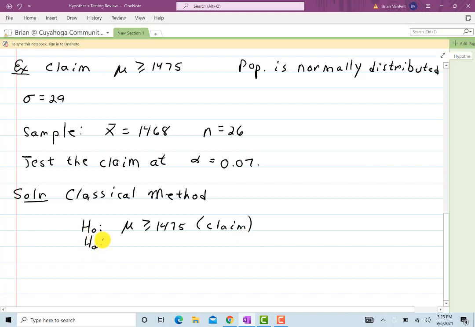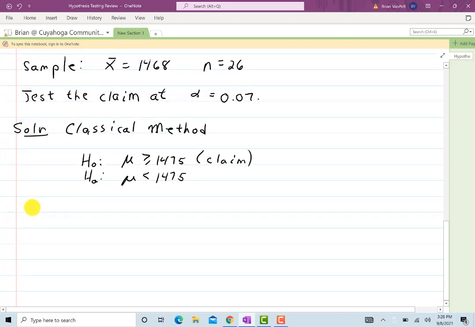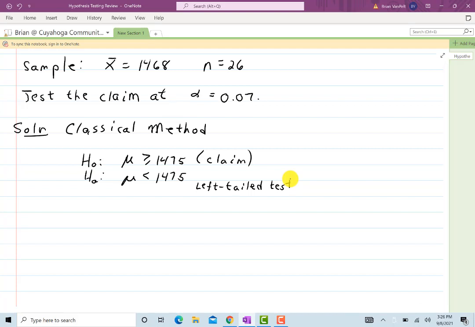And then H sub a will be the inequality that points in the opposite direction. So you'll have mu is less than 1475 as the alternative hypothesis. What this does is we're ultimately going to have a left-tailed test. The inequality points to the direction of the test. So in this case, since it's pointing to the left, we're going to use the left-tail method.